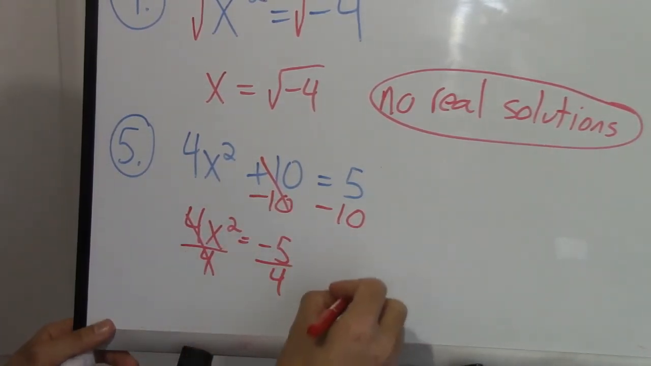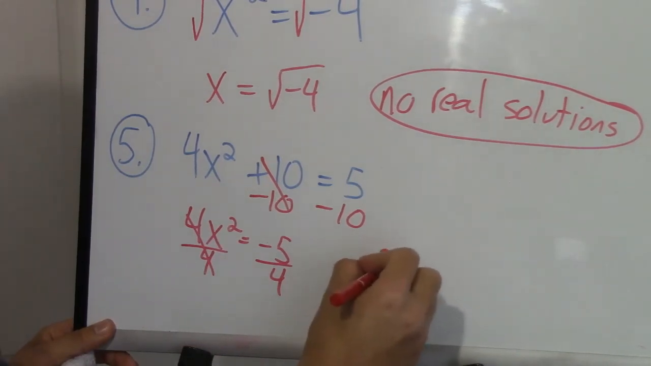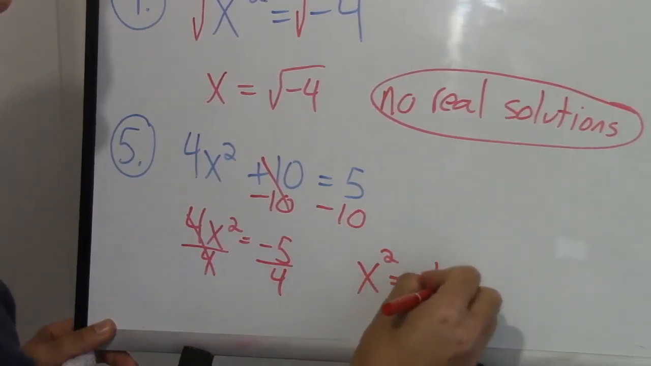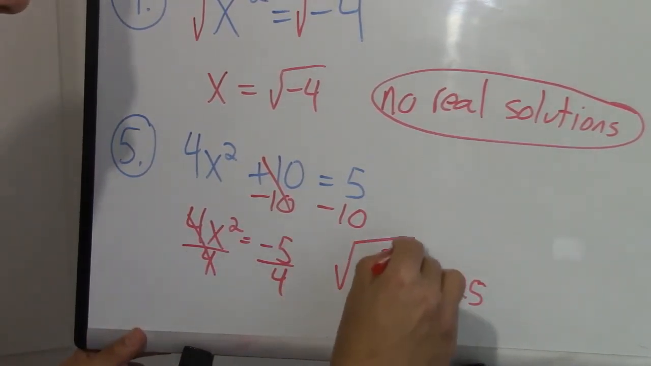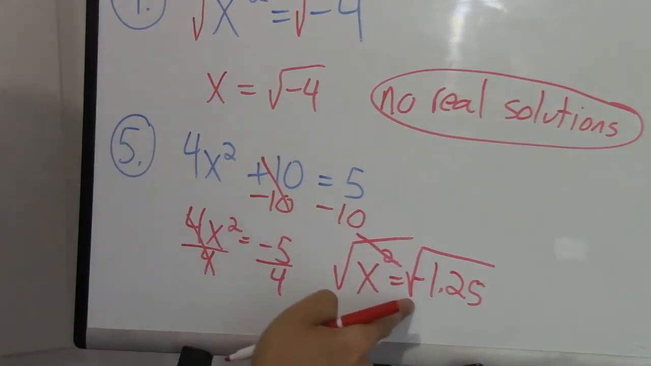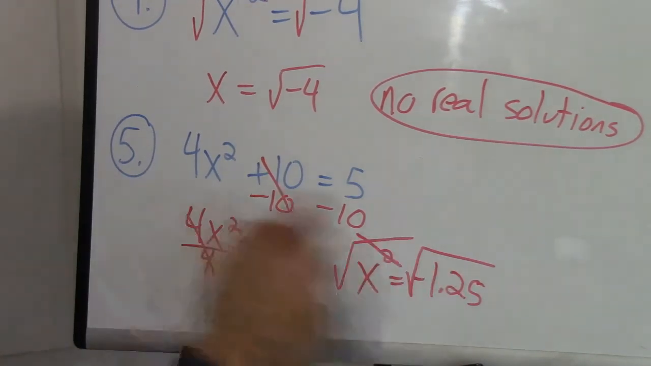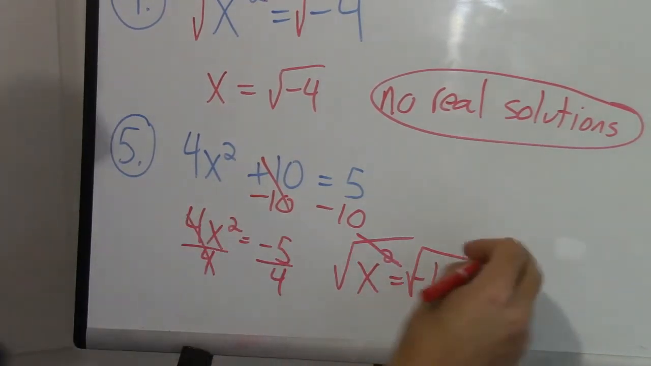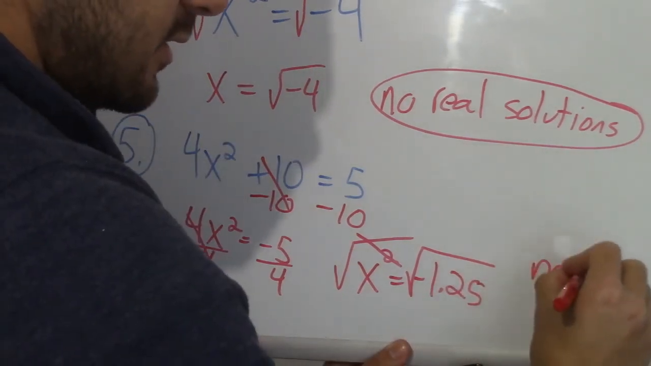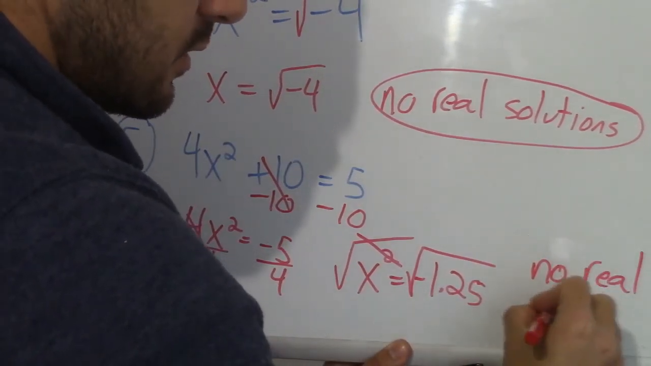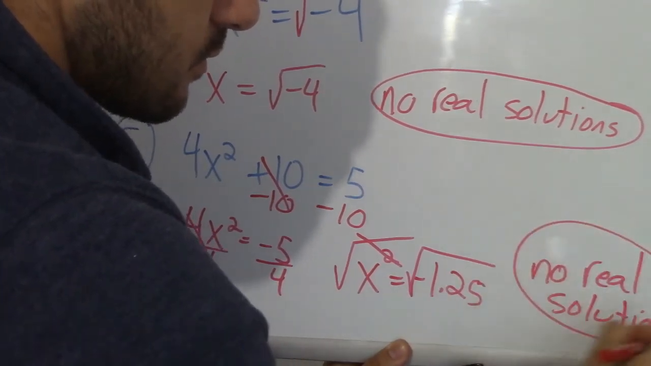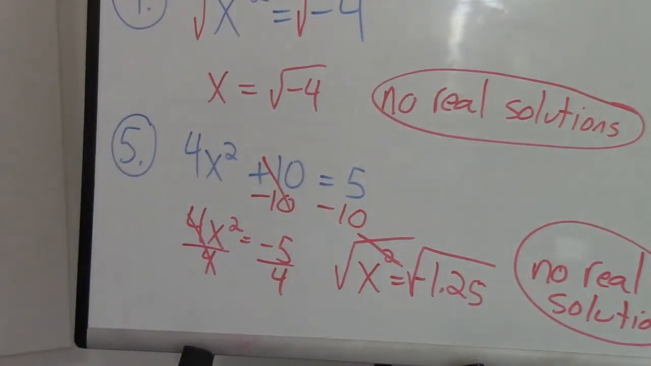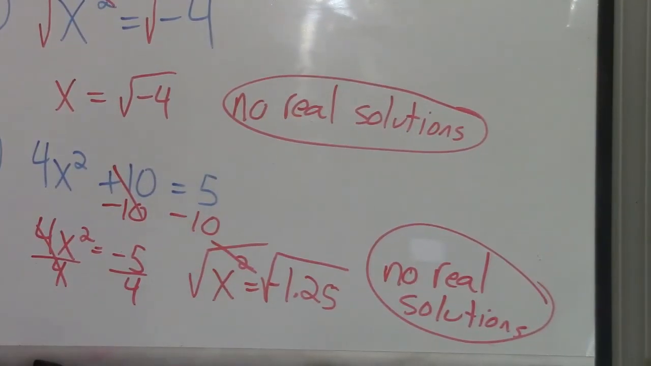We can change this to a decimal. x squared equals negative 1.25. And then we got to get rid of the square. So we're going to take the square root of both sides. And as you can see, we're taking the square root of negative 1.25. The square root of a negative, as soon as you see that, you know no real solutions is going to be the answer to the problem.